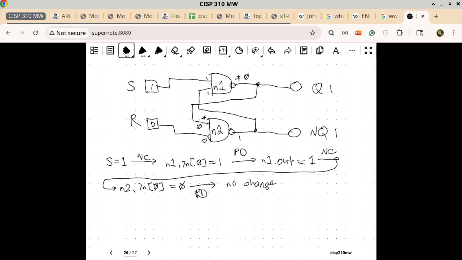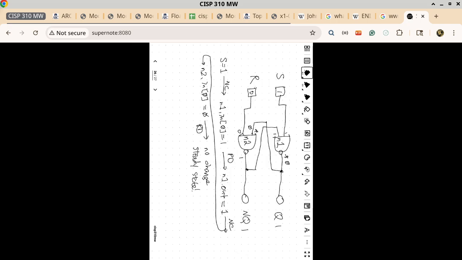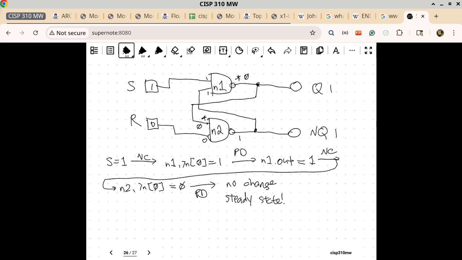Changing the other input of N2 to a 0 does not change the output, which was a 1 already. So we don't have a change, which is also known as a steady state, which is good. We like steady states because that means the circuit has settled down and all the inputs and outputs are now known. Are we doing okay so far with this picture?